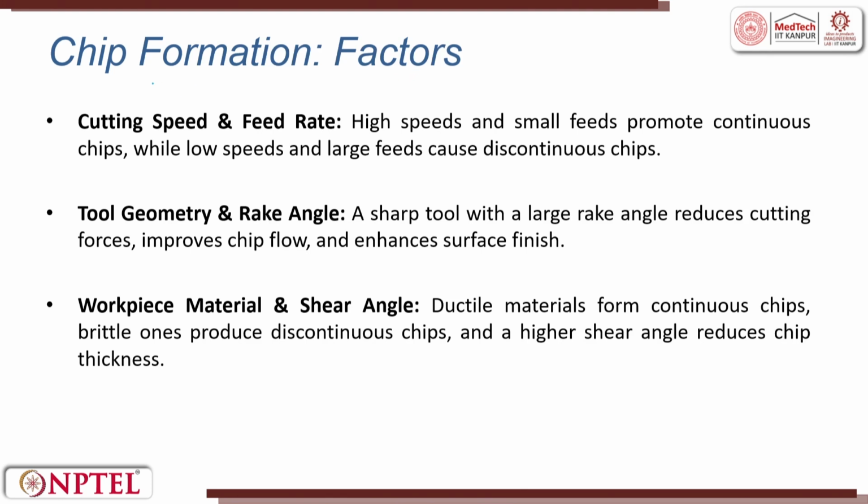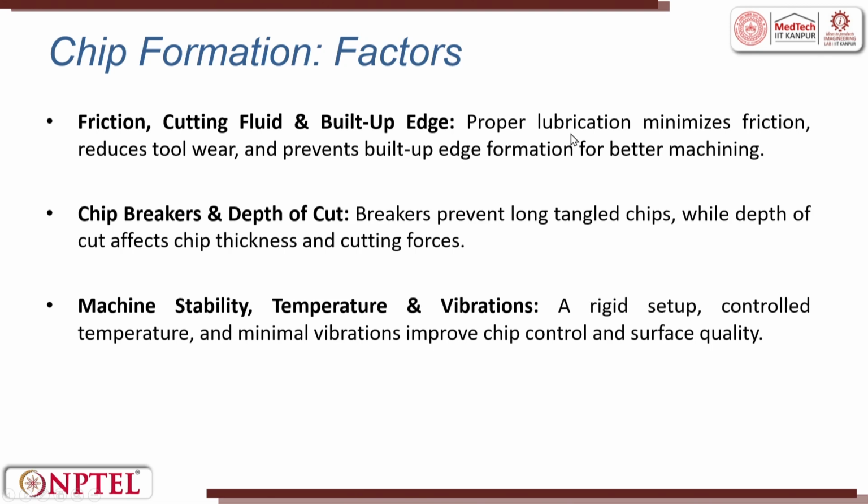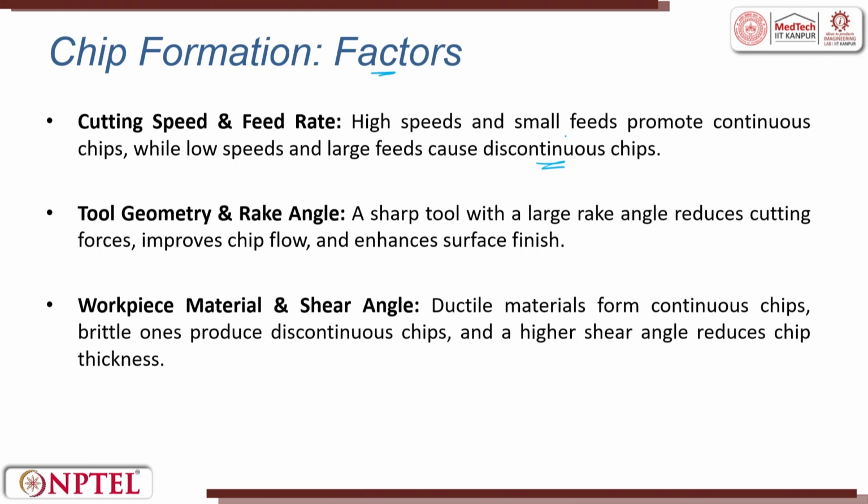So now the chip formation factors: cutting speed and feed rate. Higher cutting speed and smaller feed rates promote continuous chip, while low speeds and large feeds cause discontinuous chip. We will see continuous chip in the upcoming slides. The continuous chip will always have lower power. Discontinuous chip will have an improper surface finish.